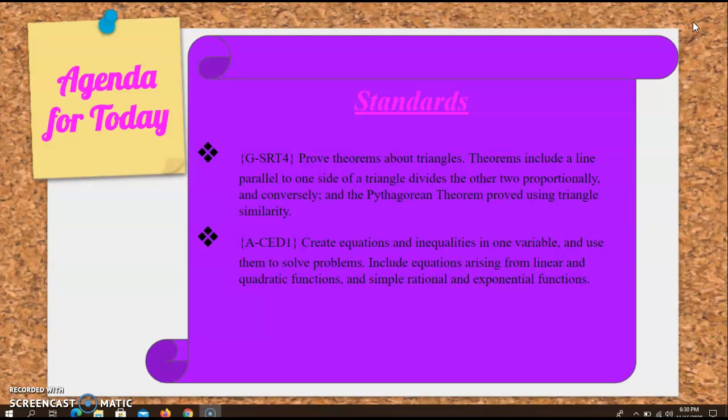The other standard, which is an algebra standard, is A-CED.1. It consists of creating equations and inequalities in one variable and using them to solve problems. This includes equations arising from linear and quadratic functions and simple rational and exponential functions.